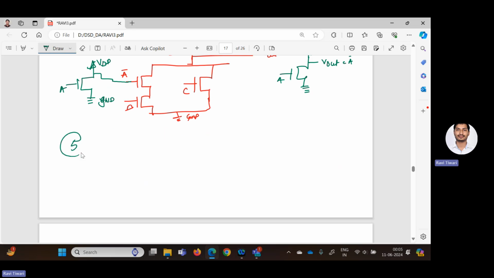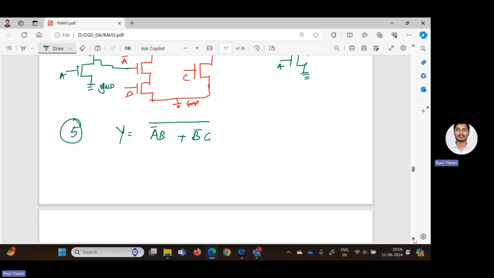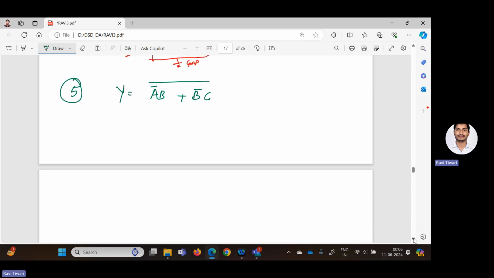So for example, in the fifth question, I am taking y is equal to (A bar B plus B bar C) whole bar. In this question, complement is there, that's not an issue. If complement is not there, that means you have to apply double bar and apply De Morgan's theorem. But as here in this question, complement is already there, so not an issue with us. And we have to implement this A bar B plus B bar C by using PMOS at the top and NMOS at the bottom, right?